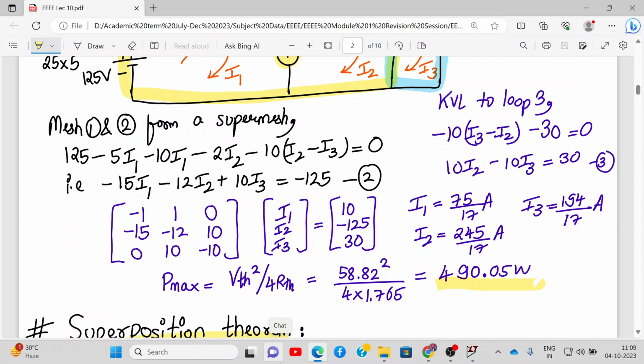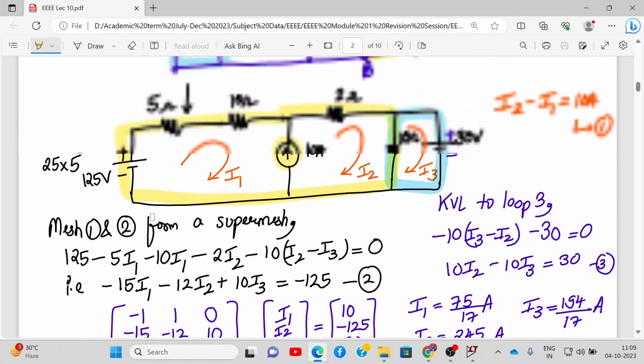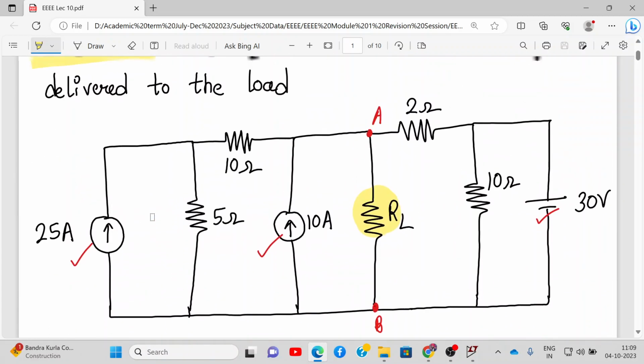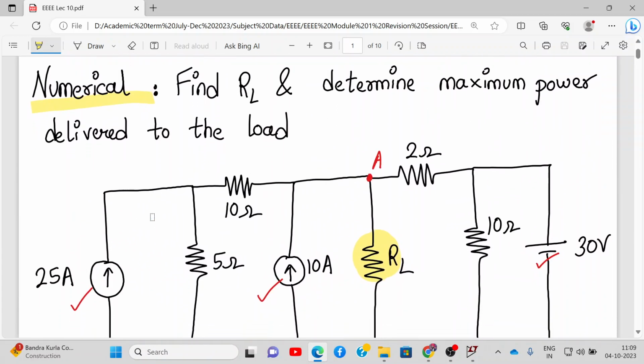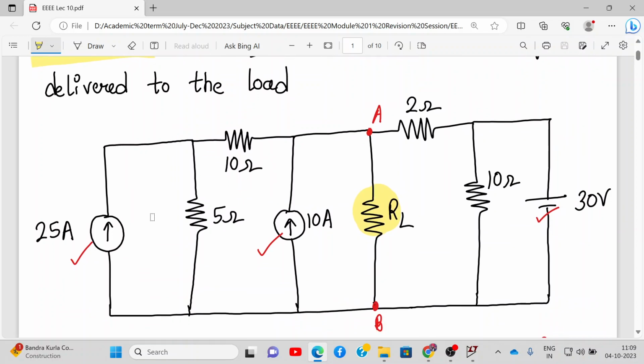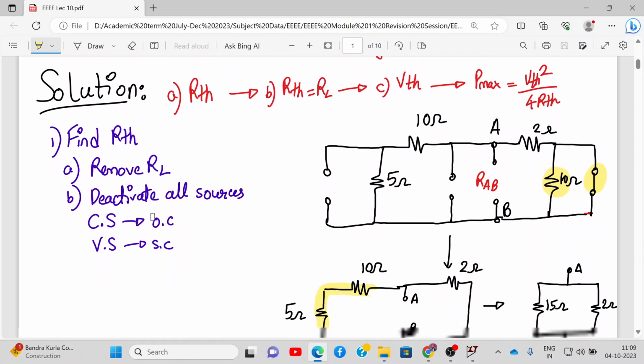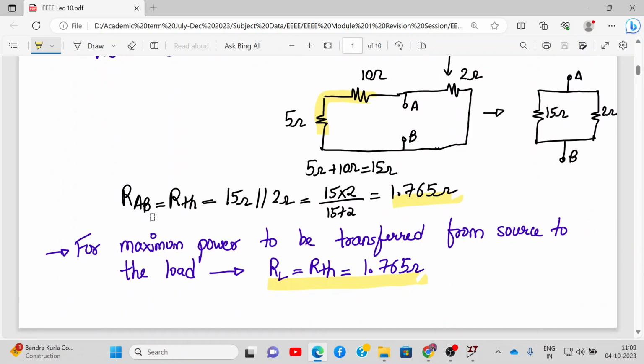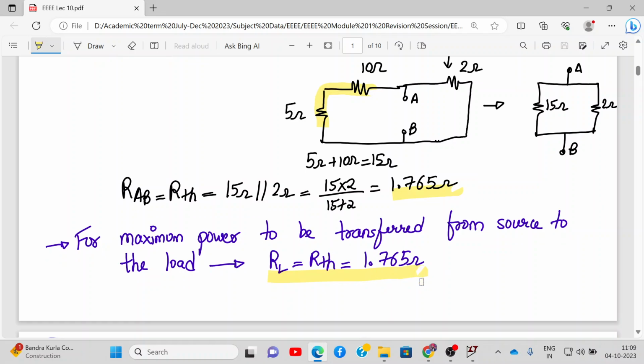All right. So this is how we can solve a numerical on maximum power transfer theorem. Again I repeat, we were supposed to find RL and determine the maximum power delivered to the load. So we first found RTH, and then we said that for maximum power to be transferred from the source to the load, RL is equal to RTH. So we got 1.765 ohms.